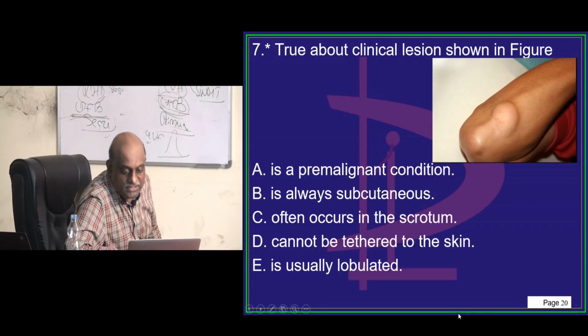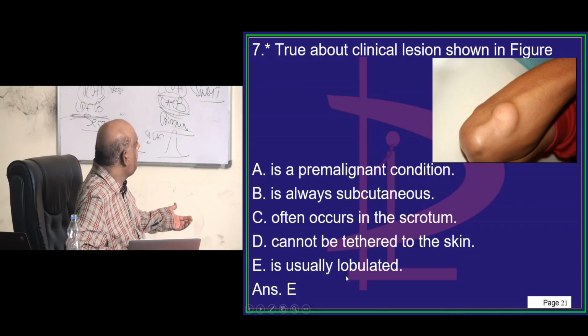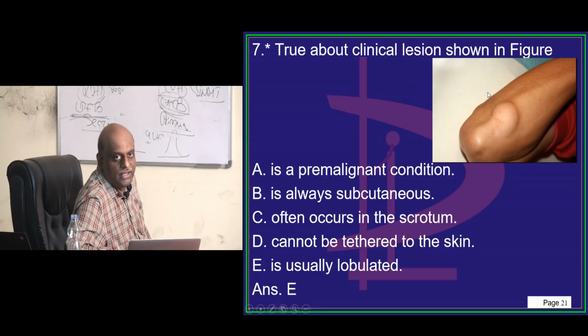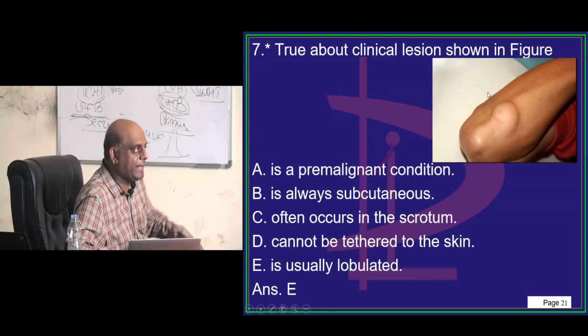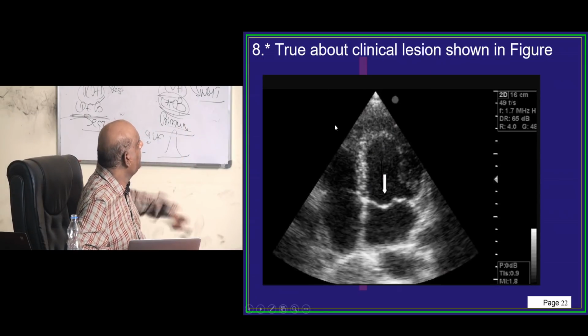So what is this condition, doctor? It's a lipoma. Lipoma is usually lobulated. It is not pre-malignant. It is not always subcutaneous. You can have retroperitoneal lipomas also, is what you need to remember.